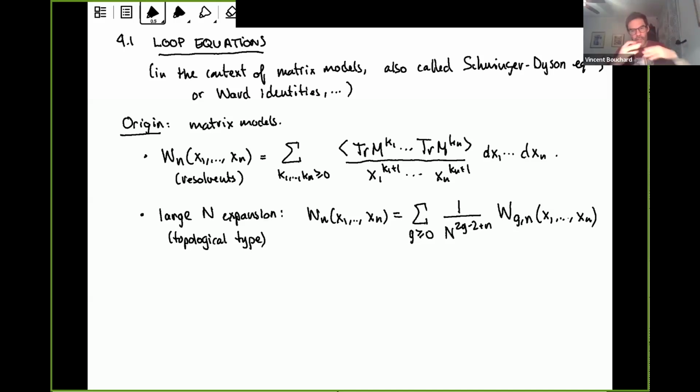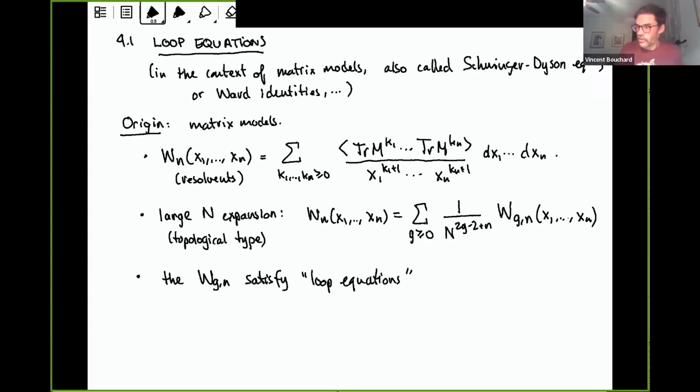This is one particular asymptotic limit you can take to study matrix models, and it turns out to be interesting for many different reasons in the context of matrix models. The key statement for us is that these W_{g,n} satisfy a set of equations, which are called loop equations.